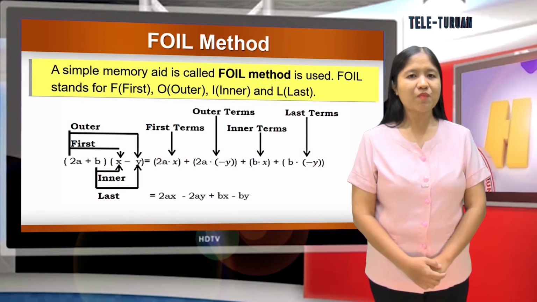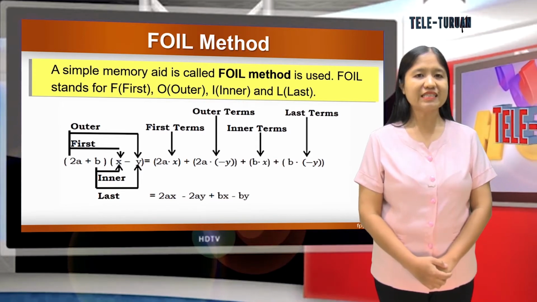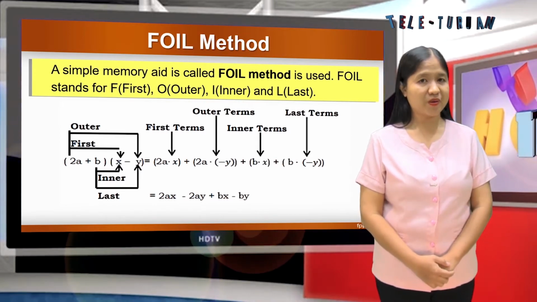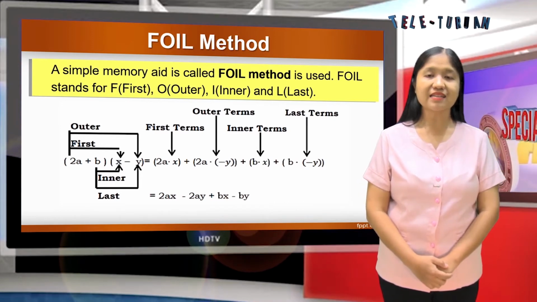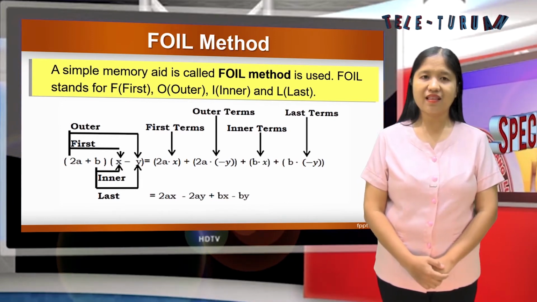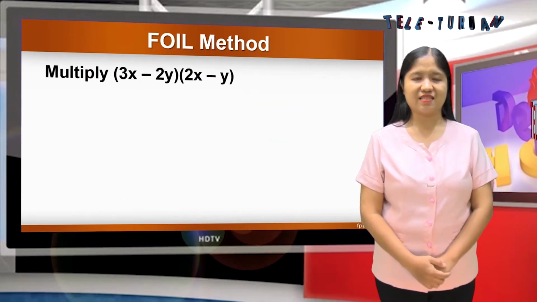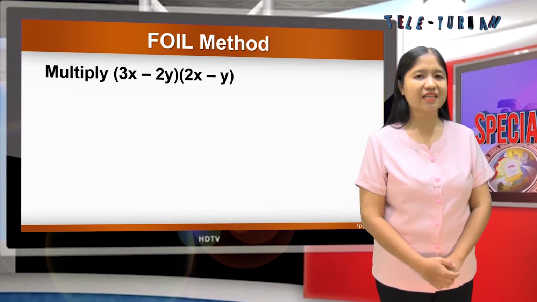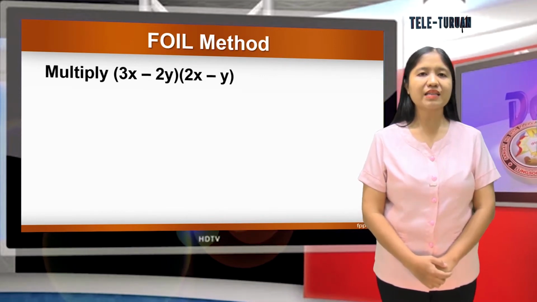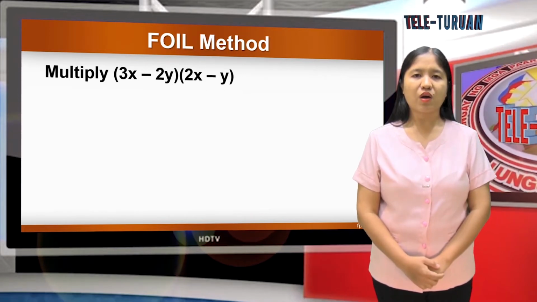A simple memory aid is called the FOIL method. FOIL stands for F, first, O, outer, I, inner, and L, last. Let us try this. Multiply the quantity 3x minus 2y times the quantity 2x minus y. What will we do?